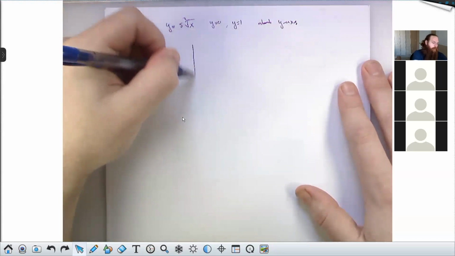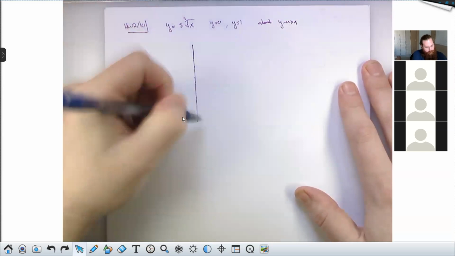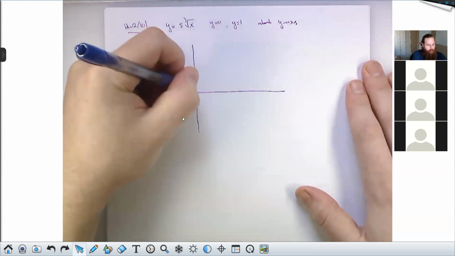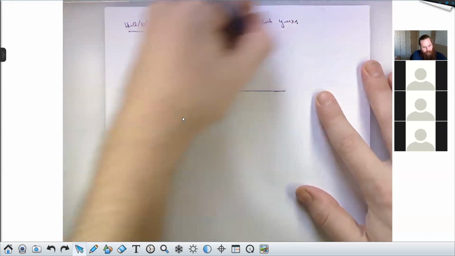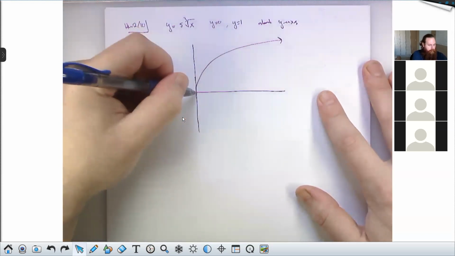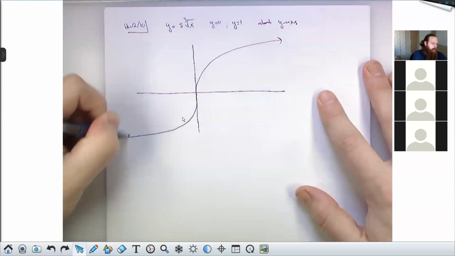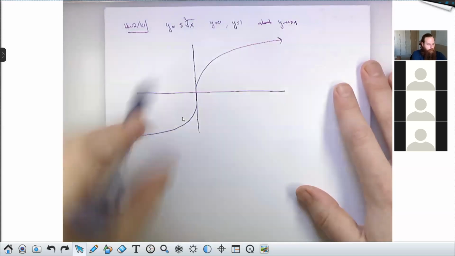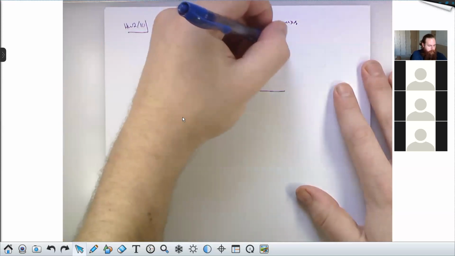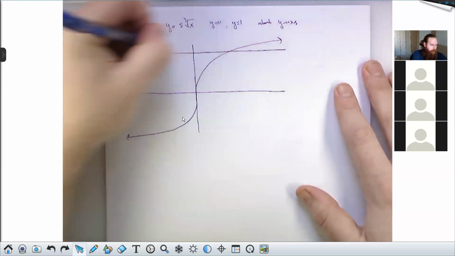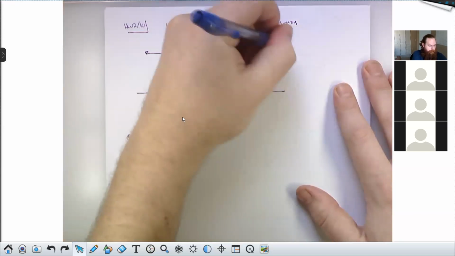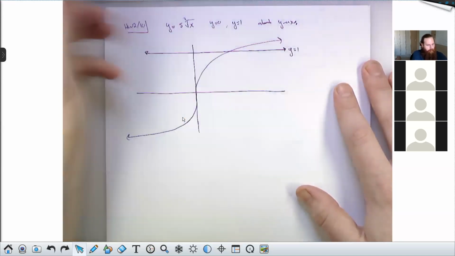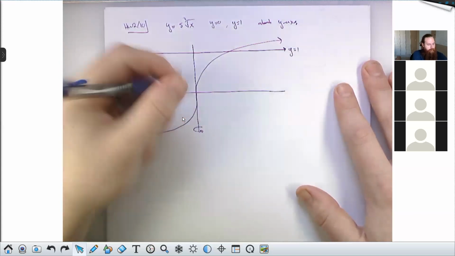Five times the cube root of x looks a lot like the cube root of x. It's just been stretched vertically by a factor of 5. So it looks like this over here, like this over here. Y equals 0, that's the x-axis. Y equals 1, we'll call that right here. So here is my region, and I want to rotate about the y-axis.